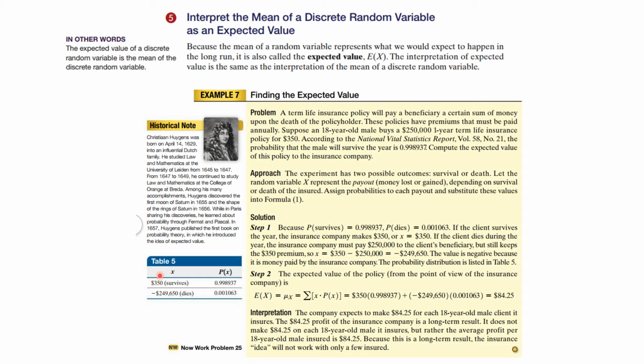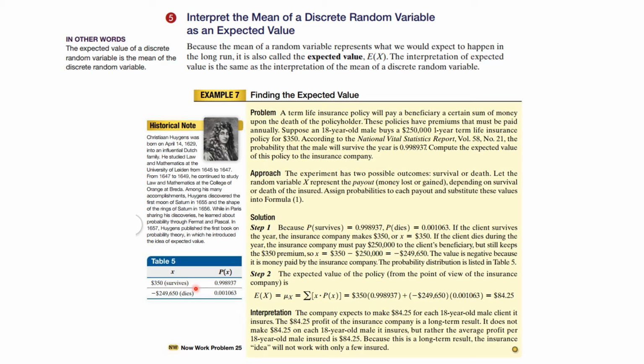So if the person survives, they will pay $350 for the policy, and the probability that they survive is this. And this is talking from the vantage point of the insurance company. So you see they get $350 if the person survives, and they don't have to pay anything out. And there's a good chance that they get to keep all that, so this is a good business.